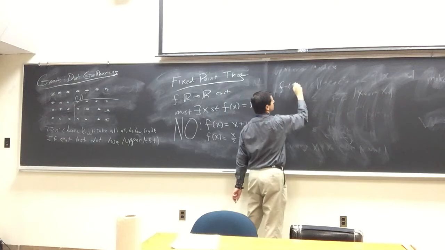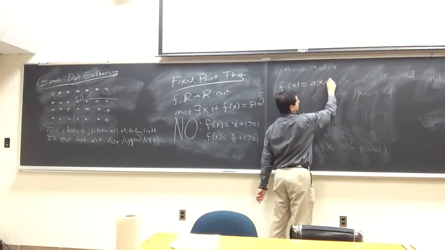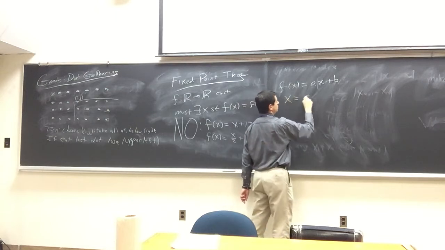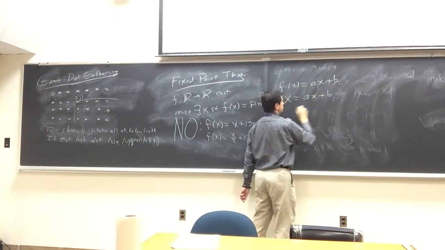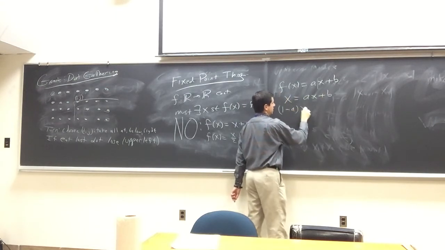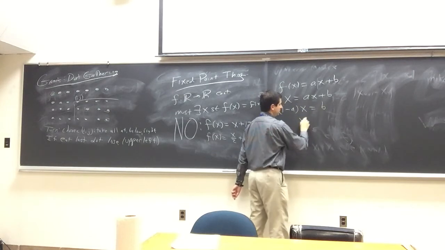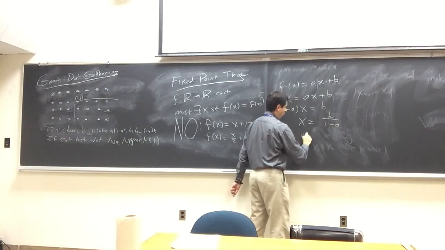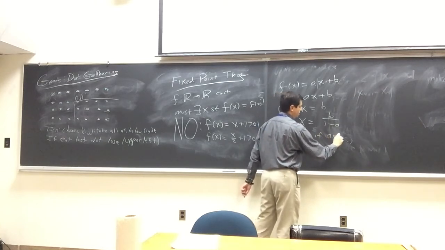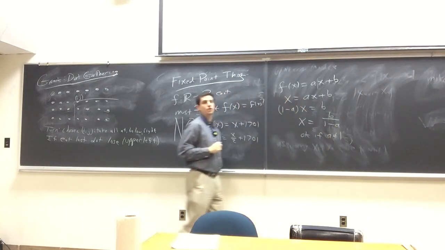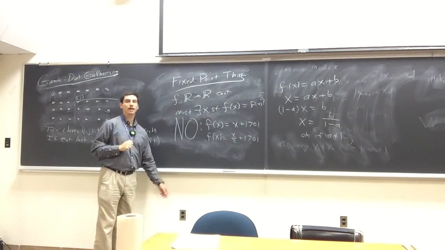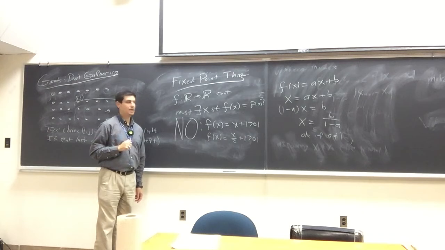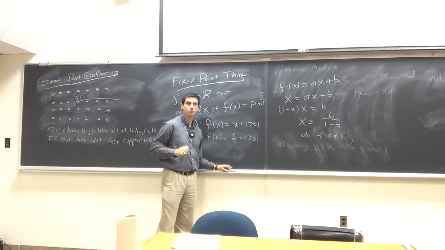Let's say f of x equals ax plus b. Then we want x to equal ax plus b. So we get 1 minus a times x equals b. X equals b over 1 minus a, okay, if a does not equal 1. So as long as a does not equal 1, it will have a fixed point. It doesn't matter if I have a half. It doesn't matter if I have twice.